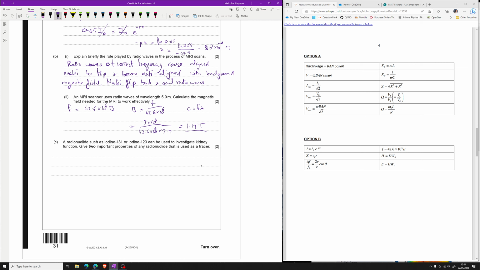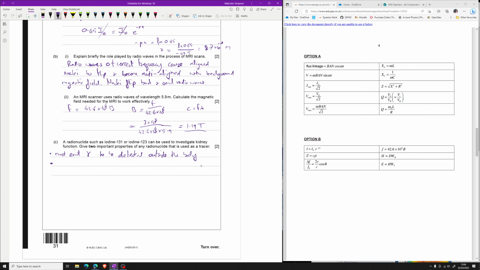So if we're using this as a tracer, it must be detectable. The radiation must be detectable outside the body. So it needs to be a gamma emitter. It must emit gamma in order to be detected outside the body, because obviously alpha or beta would simply be absorbed by the kidneys themselves, and that wouldn't get us very far. So it must be a gamma emitter.